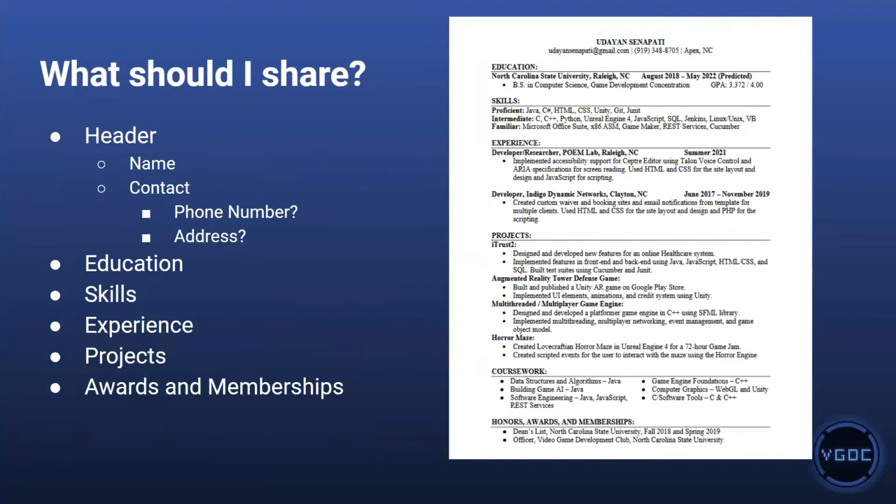So this is my example resume. Of course, you need your header. You need to have your name, some way to contact you, phone or email. Address is a little iffy. I don't recommend putting in your home address, but you can just say your hometown or where you live currently. Education, of course, most people here are in college, so you need to show at least your GPA and what year you graduated, or when you're going to graduate.